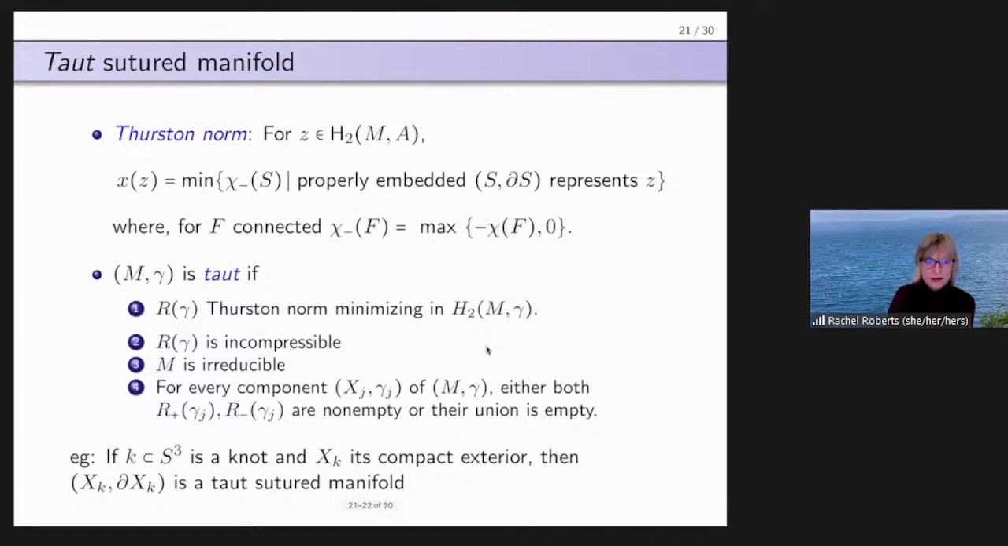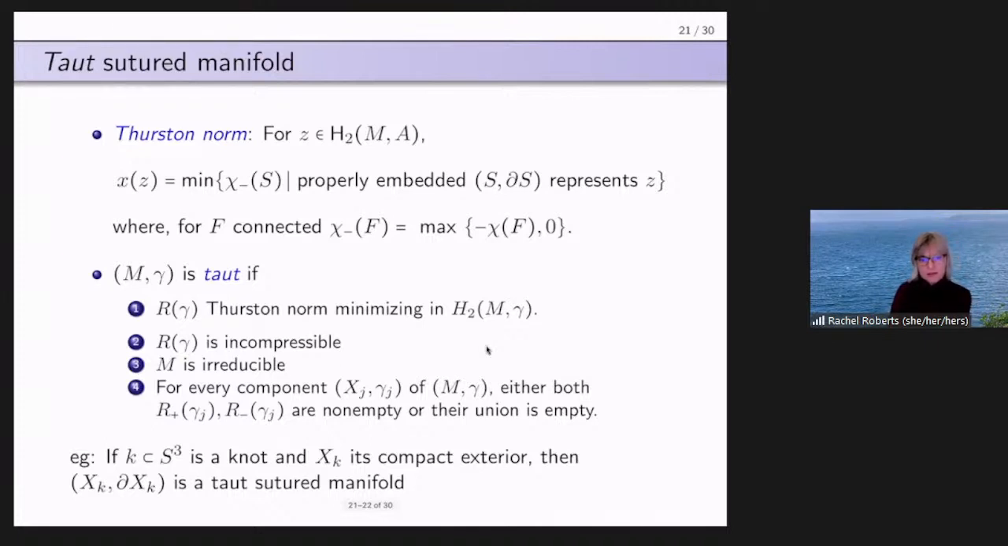And then, we need to have a little bit of cleanup also. So if you're low Euler characteristic, you have to worry about also asking that Q be incompressible. We need M to be irreducible. And then there's this condition that just makes things nicer, that for every component of this sutured manifold, either both R plus and R minus are non-empty, or their union is empty. And so the key is this not immediately clear condition. I mean, the definition is clear, but what it really means.